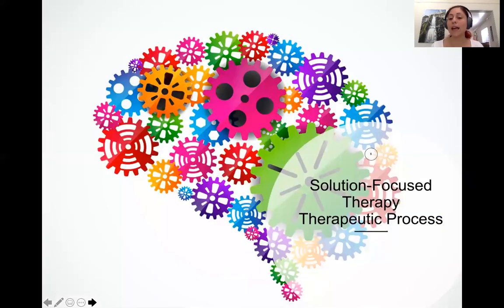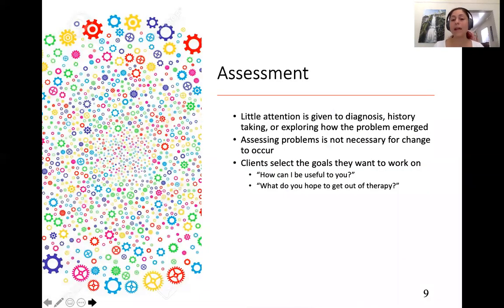All right, so now let's look at the therapeutic process itself. And we'll begin with assessment. According to solution-focused therapists, assessing problems is unnecessary because it's not needed for change to occur. They give little attention to diagnosis, history taking, or exploring how the problem emerged. Instead, clients are given an opportunity to describe their problems only so that they feel heard and understood. So you wouldn't jump to solutions without the client feeling like you hear them, that their story is validated, and that you really understand what's going on. But that's it in terms of exploring the problem.